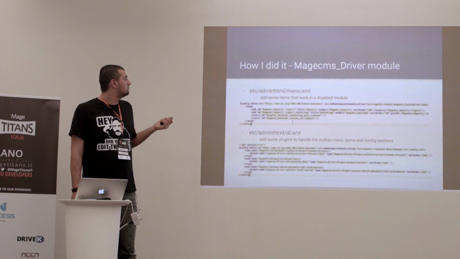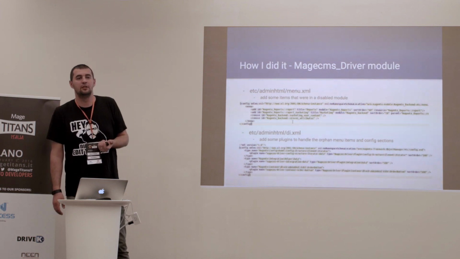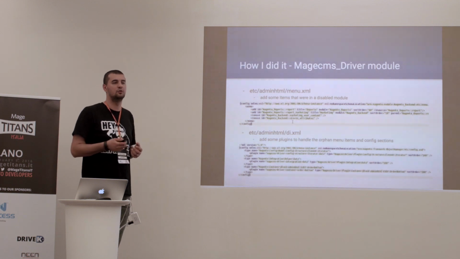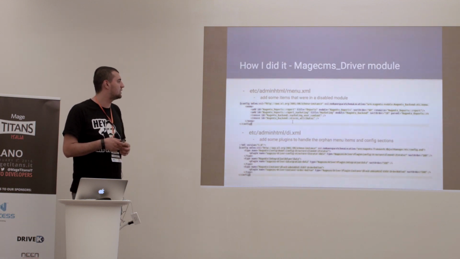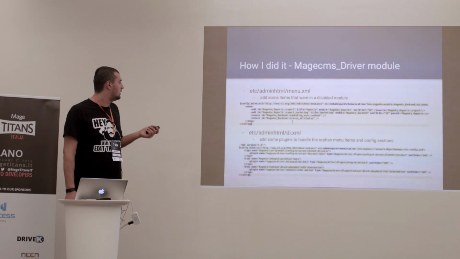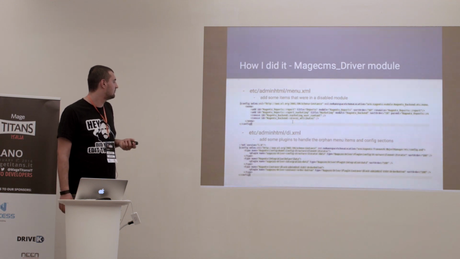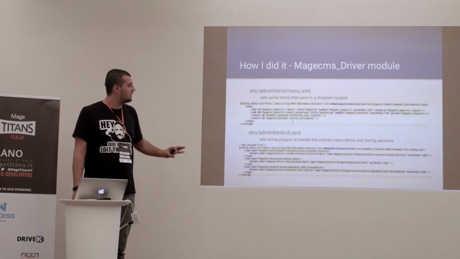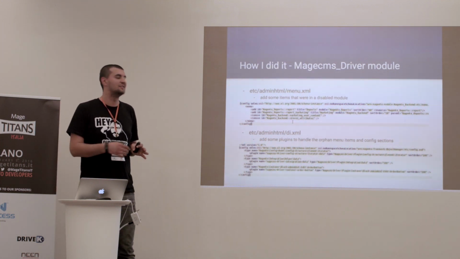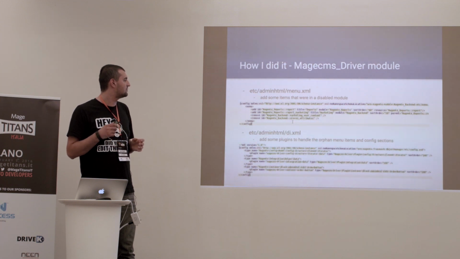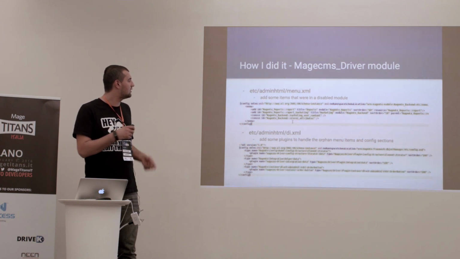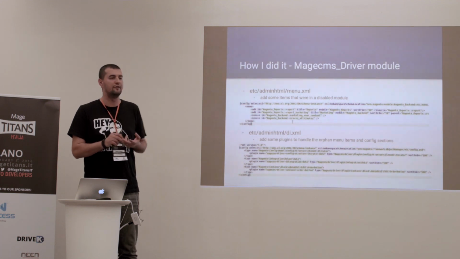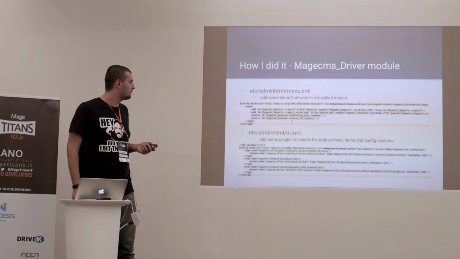I added the menu XML. Like I said, some of the menu items have parent menu items in the modules that were disabled. I just added something here, reference. Yeah, this is kind of the things I'm not proud about. Some shady stuff happened, and I needed some plugins just to take care of orphan sections in the menu, in the config, and in the ACL.